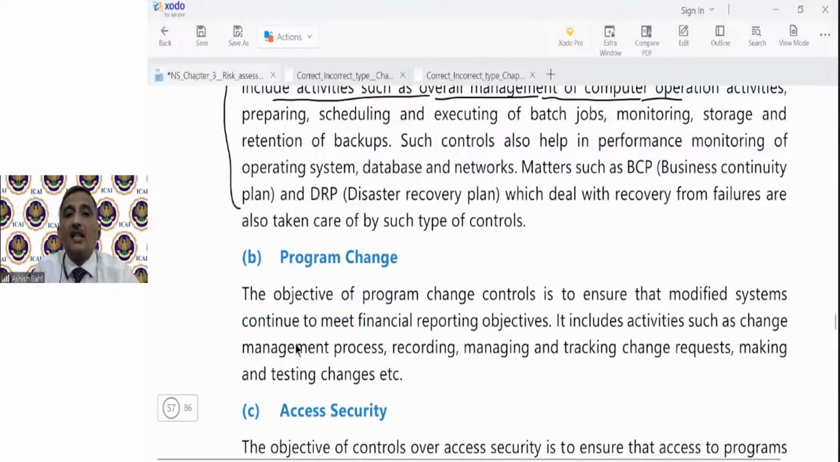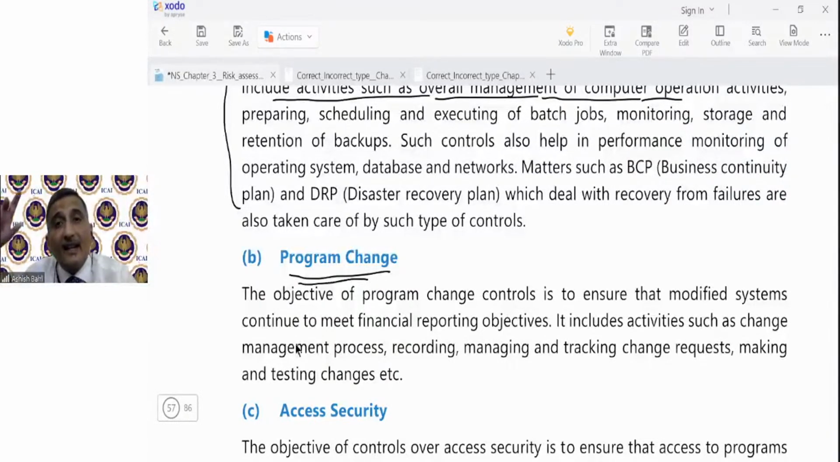second thing is program change controls. Suppose the company wants to change the program to meet some external requirements or some regulatory requirements. Obviously it would require changes at the back end. So how would that change be executed? What would be the change management process? Such controls are called program change controls. These are also part of general IT controls.